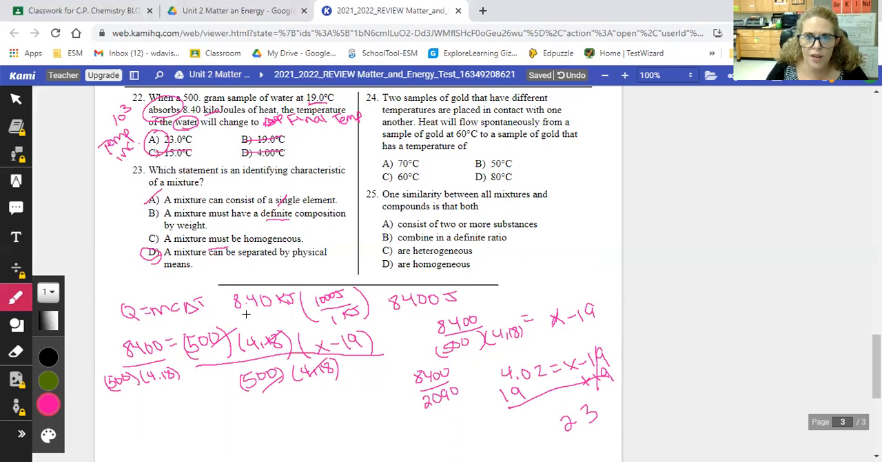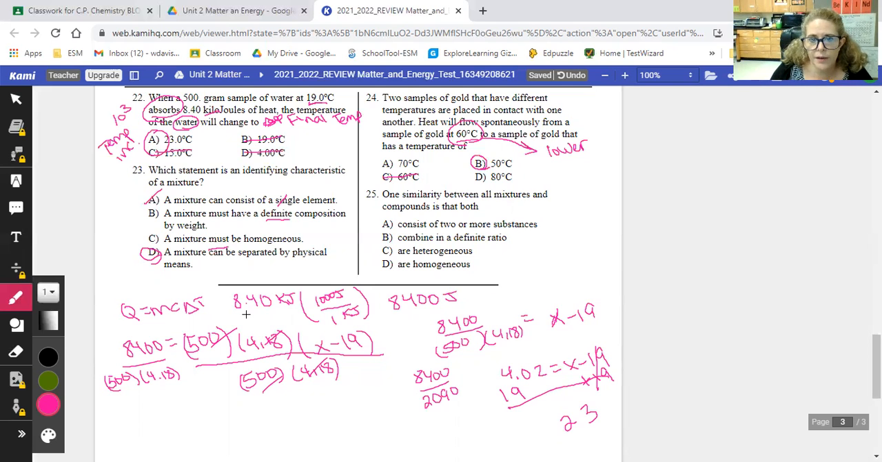All right, two samples of gold that have a different temperature are placed in contact with one another. Heat will flow from a sample of gold at 60 degrees to a sample that has a temperature of, well, heat is going to go from high temperature to low temperature, right? So if the gold is at 60 degrees, if I want heat to leave this sample of gold, I need to go to a lower temperature. So then the other piece of gold has to have a lower temperature than 60 degrees. It's not going to be the same temperature. And now I have two temperatures above and I have one temperature below. So it's going to be B.